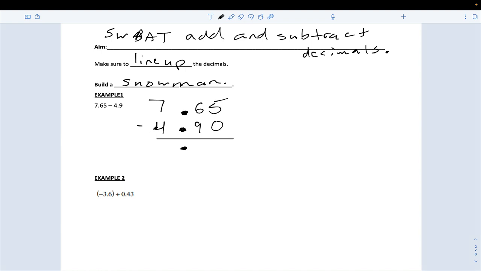It's time for the aim. Go to your packet and flip to aim example 1.